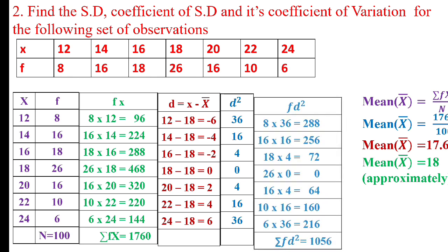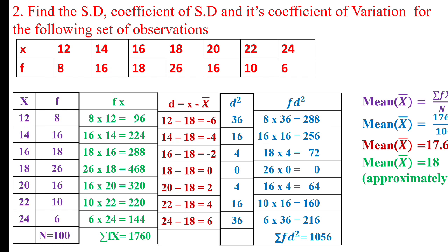Then total of that we need to find out. Then f into d square, because the formula of standard deviation is square root of summation f d square divided by n. Here f into d square we need to multiply: f column and d square column. 8 into 36 is 288, 16 into 16 is 256, 18 into 4 is 72, 26 into 0 is 0, 16 into 4 is 64, 10 into 16 is 160, 6 into 36 is 216. So total of these values, that is 288 plus 256 plus 72 plus 0 plus 64 plus 160 plus 216, we will get 1056. This is the way we need to find out summation f d square.